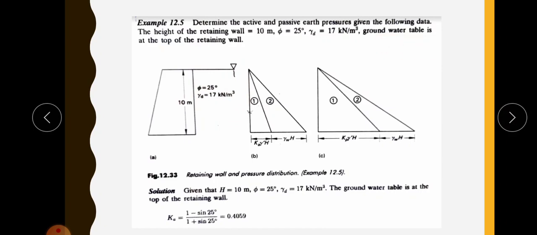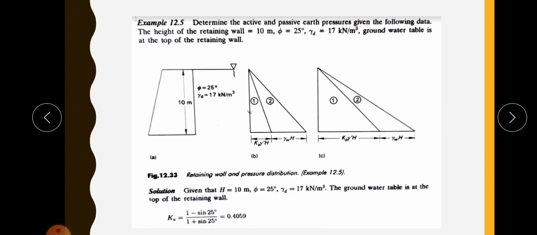Then the groundwater table is at the top of the retaining wall, that is, the water table is here. So these values are given. Next step, you have to draw the pressure diagram like this. Okay, since the water table is at the top, the unit weight will be the submerged unit weight. So for the active case, Ka into gamma dash into H plus pressure due to water, that is unit weight of water into H. Okay, so for passive, that will be Kp into gamma dash into H plus the pressure of water, that is unit weight of water into H. Okay, so this is the final equation.